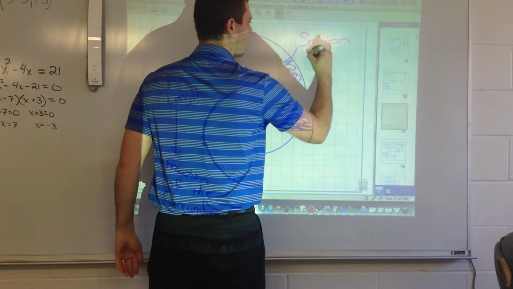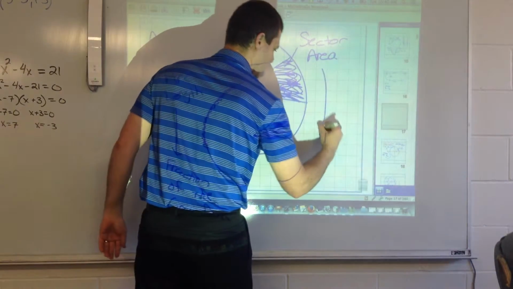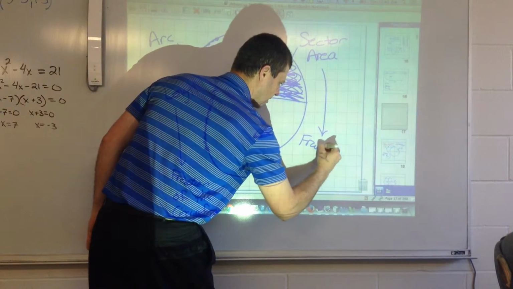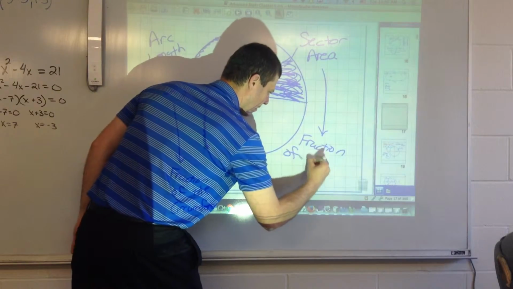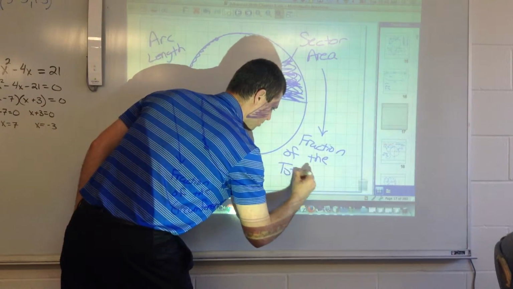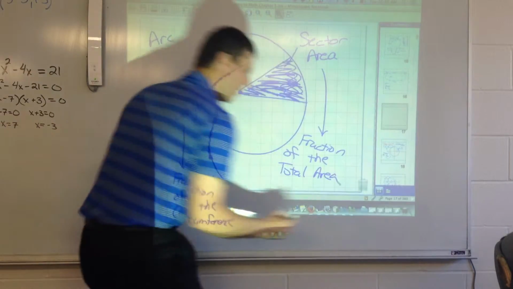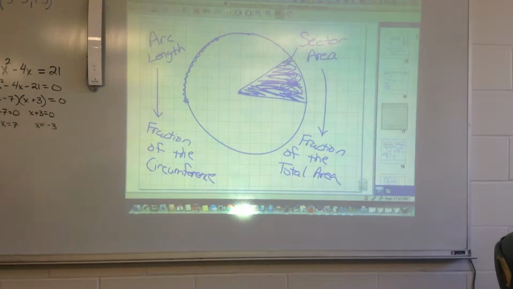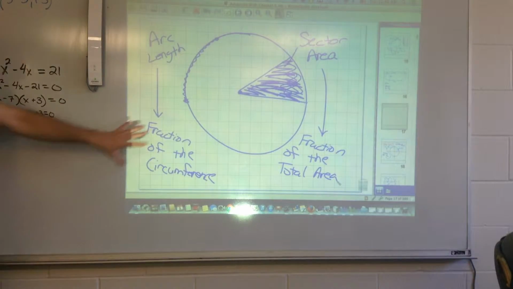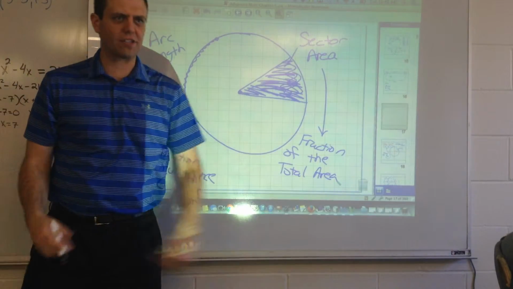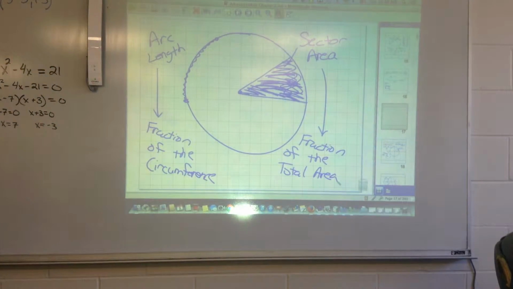So sector area is a fraction of the total area. Okay? So that's what we're working with today. We're working with arc length and we're working with sector area. One is a fraction of the circumference, the other one is a fraction of the total area. How are we doing so far? Yes, no, do we kind of understand what we're doing? Okay?